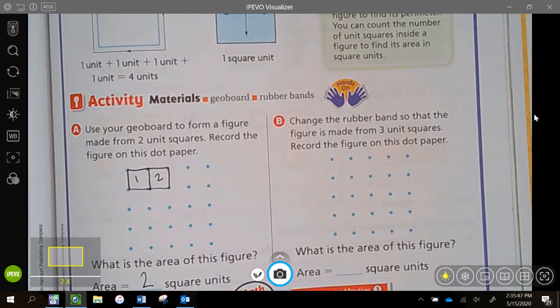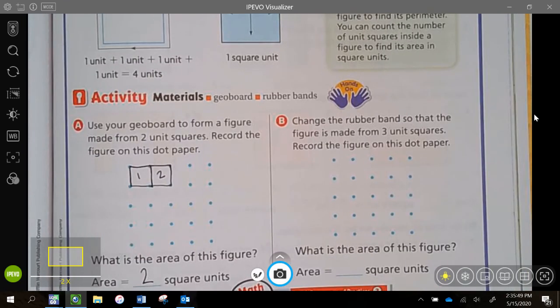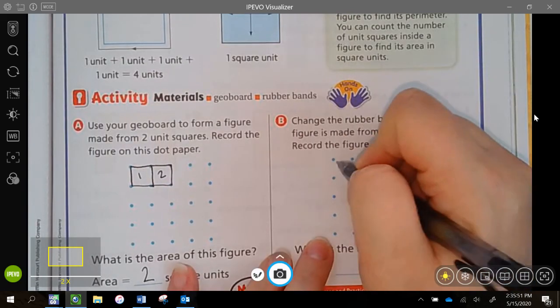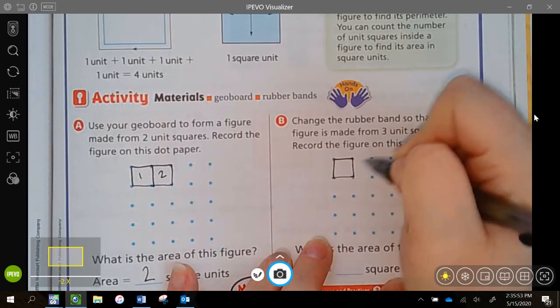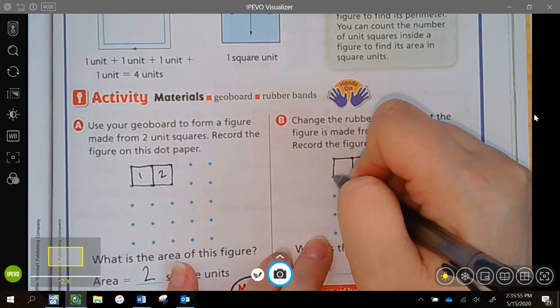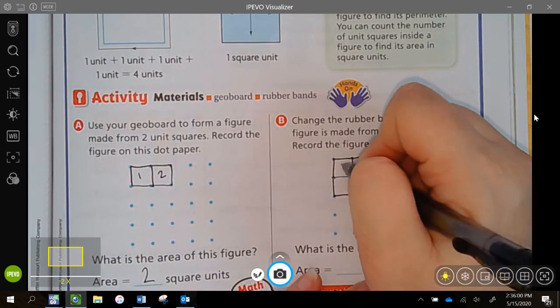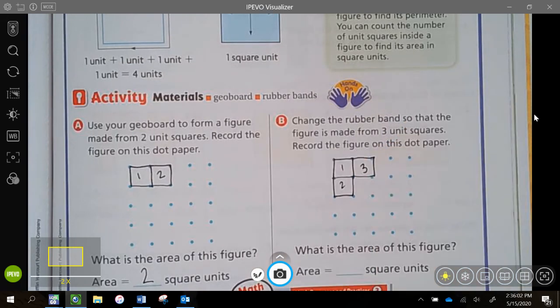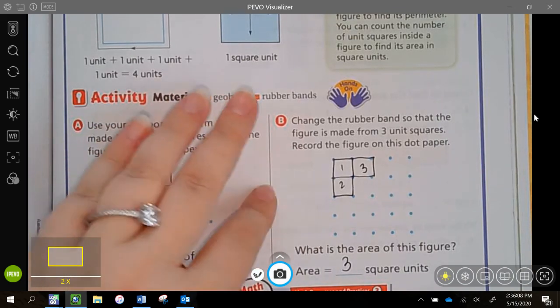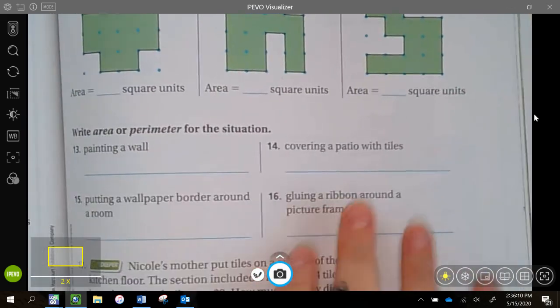For this here, they're asking us to form 3 square units or unit squares. So we'll draw 1, 2, and maybe I want to put 1 down here, 3. And I like to just write the numbers inside of the box. And so the area of that figure would be 3 square units. All right, we're going to move on to the next page.